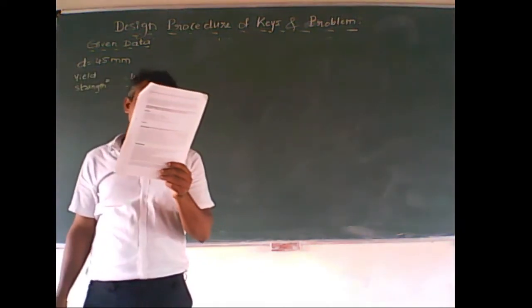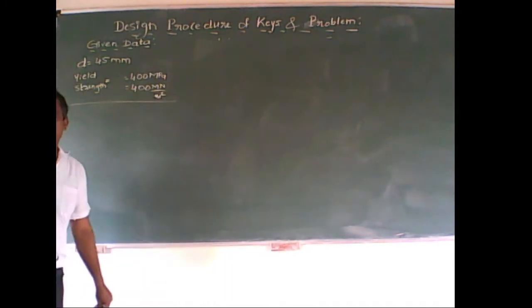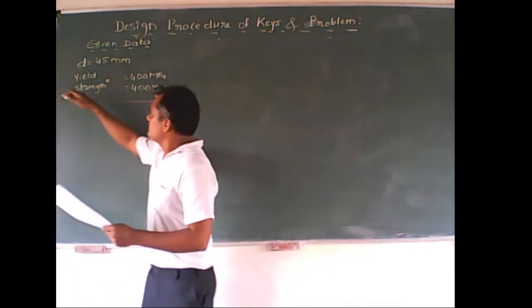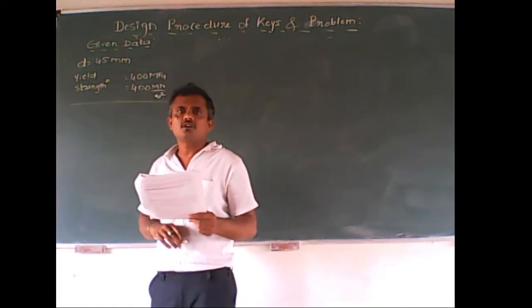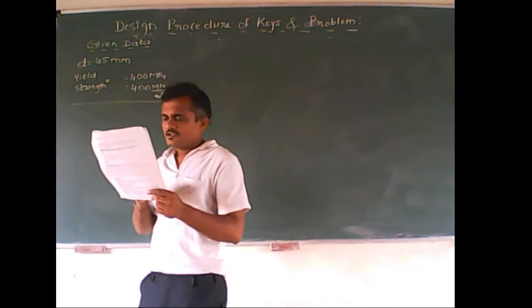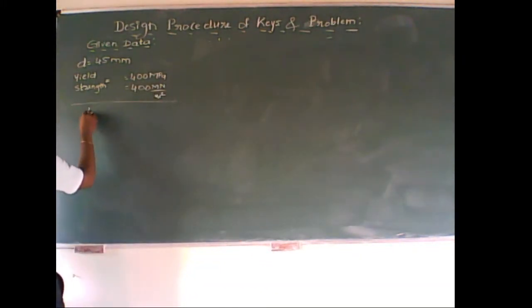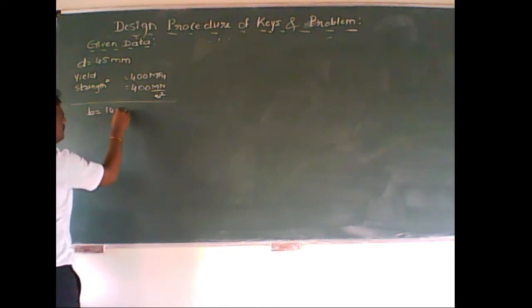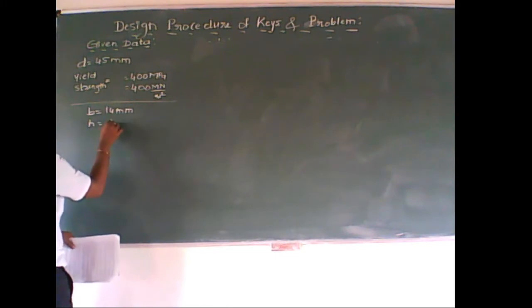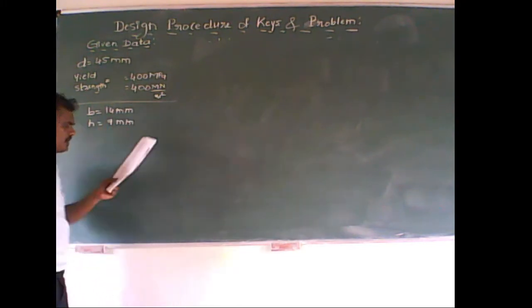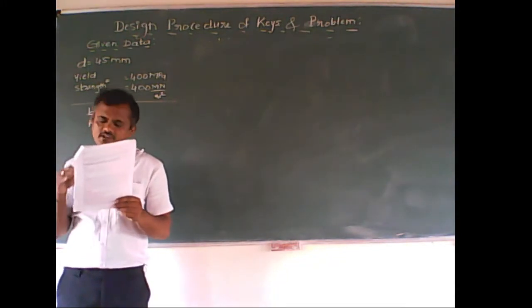A parallel key of size. Now it is belonging to the part of a shaft. Now the parameters of the key are given. A parallel key of 14 mm wide, so width b I can write directly as 14 mm, and the thickness or height h is equal to 9 mm. And the key is also having a yield strength.